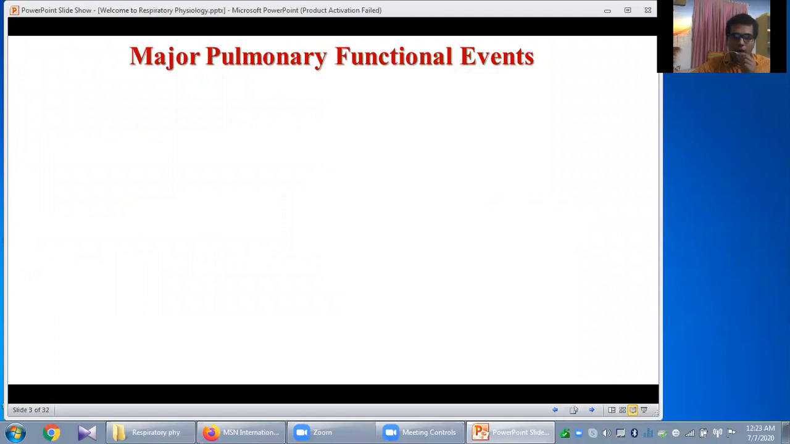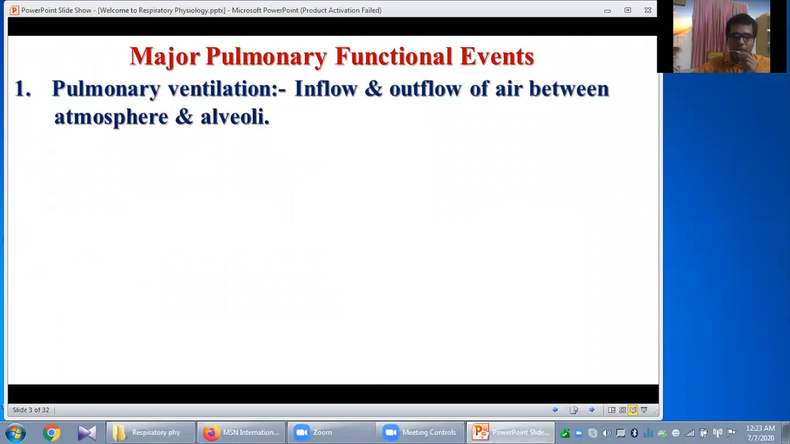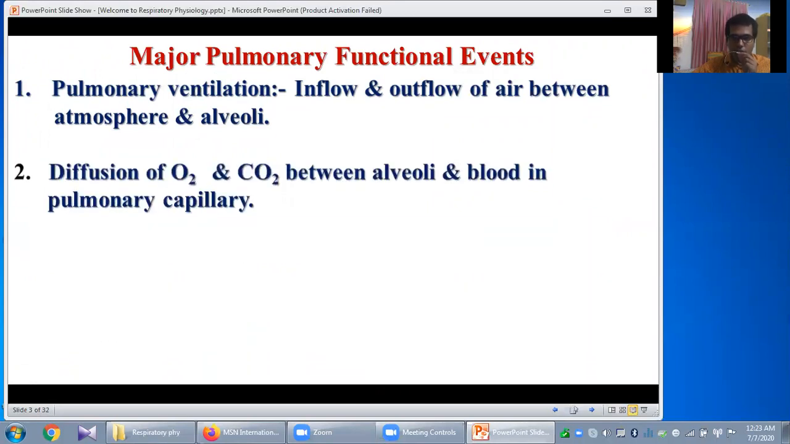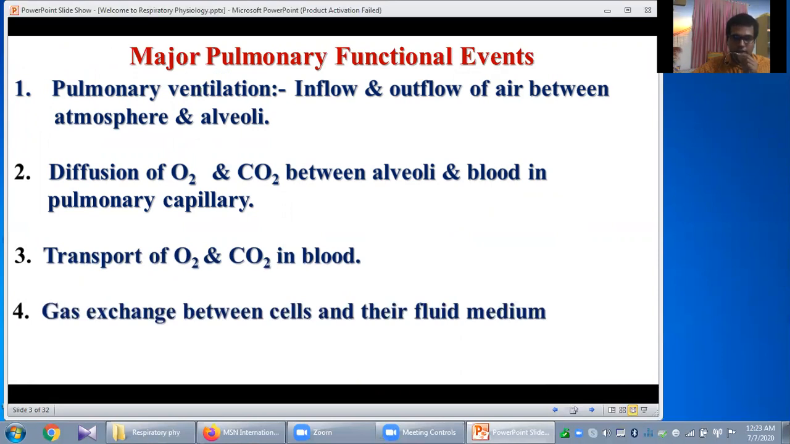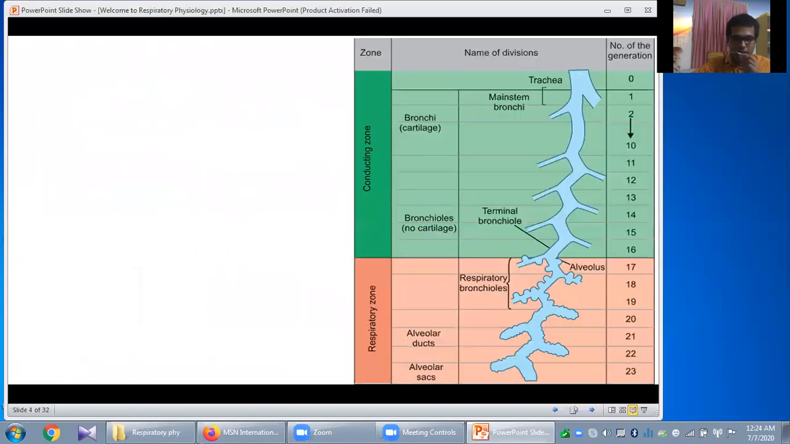Now, what are the major pulmonary functional events? The first step is pulmonary ventilation, followed by diffusion of gases between the alveoli and blood in the pulmonary capillaries, then transport of gases in the blood, then the fourth step is gaseous exchange between cells and their fluid medium, that is internal respiration, and finally another event called regulation of ventilation. These are mainly the five major pulmonary functional events.